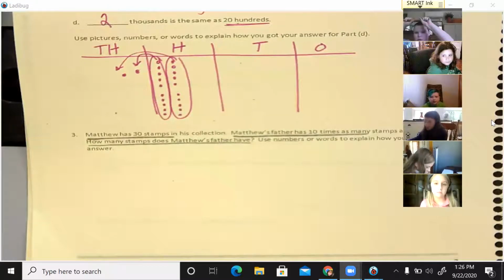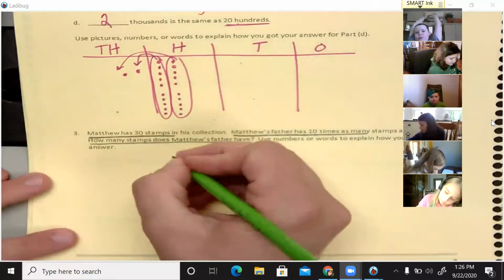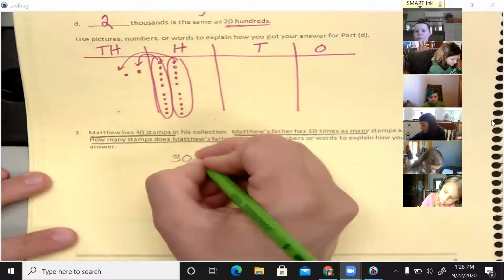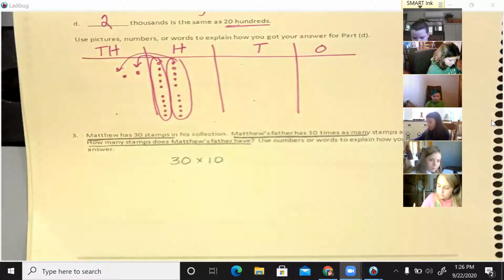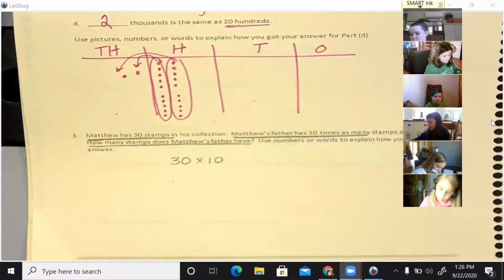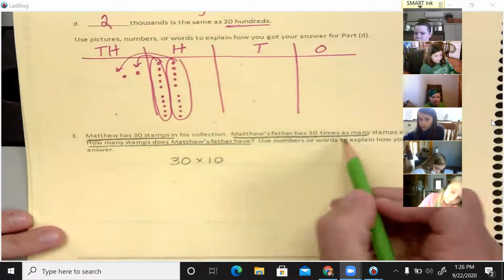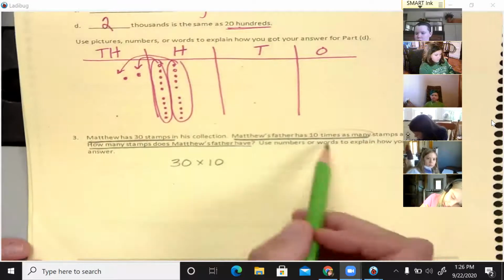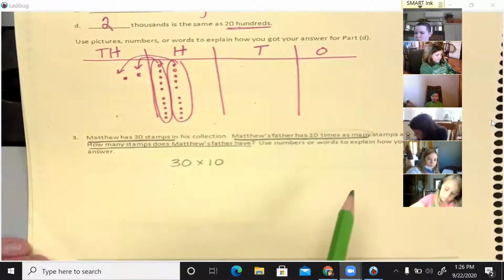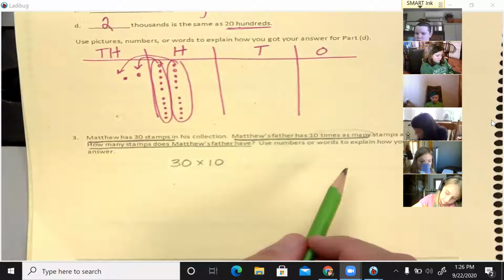We can multiply 30 times 10. Tell me why you think that. Well, I think of multiplication first, because usually when I see 10 times as many, or this many times as many, I think of multiplication because you're multiplying the amount. Those are great key words. So you knew 10 times as many. Why did you multiply by 30?